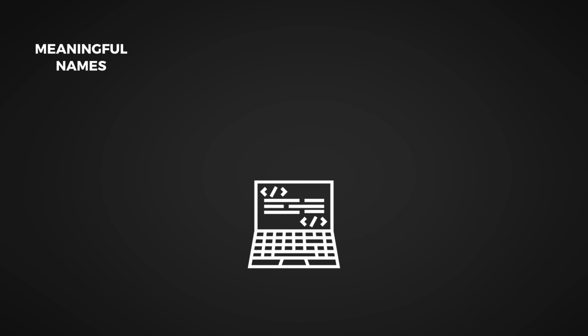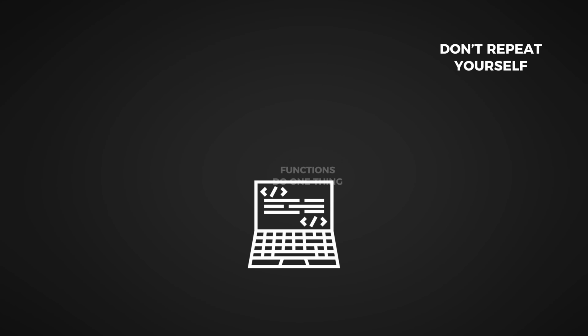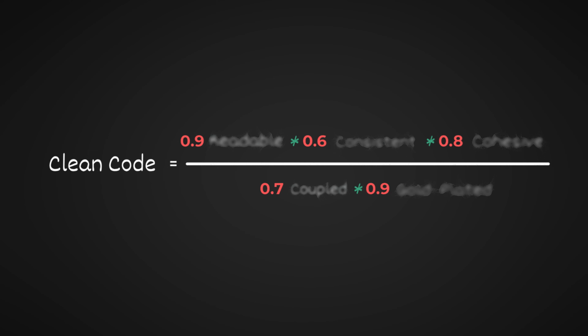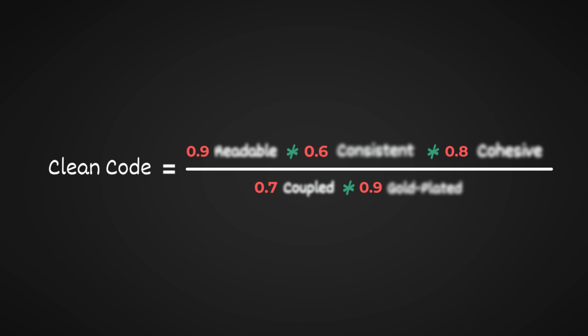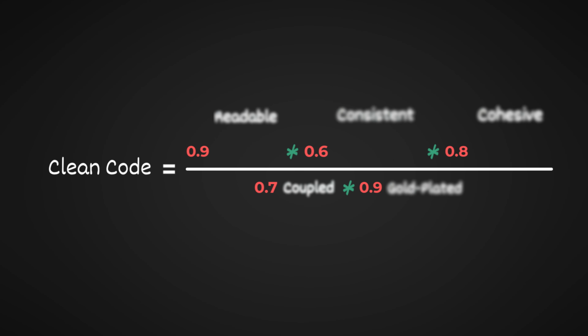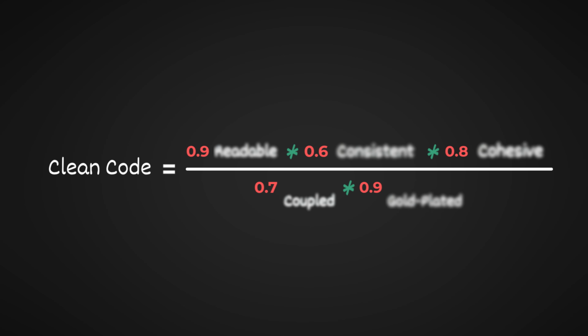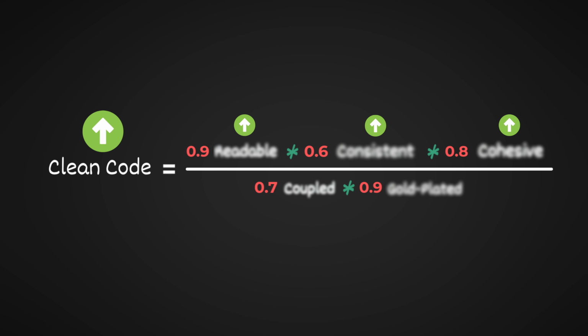You can't just apply every clean code principle you know and expect your code to be clean. Clean code has a formula, and in today's video I'll break it down for you step by step. So let's jump in. This formula has 3 factors on the top and 2 factors on the bottom. The top ones boost your clean code score, while the bottom ones drag it down.